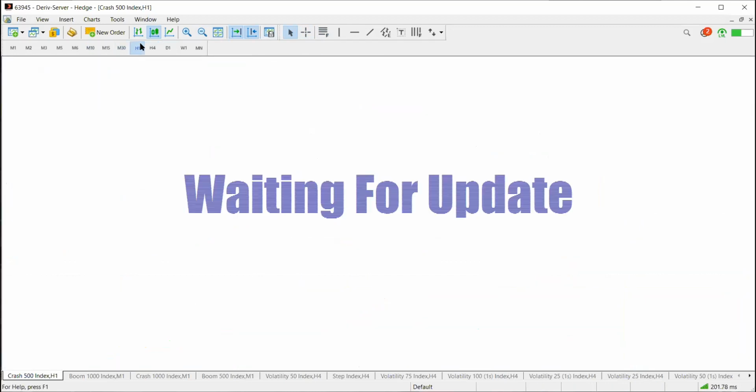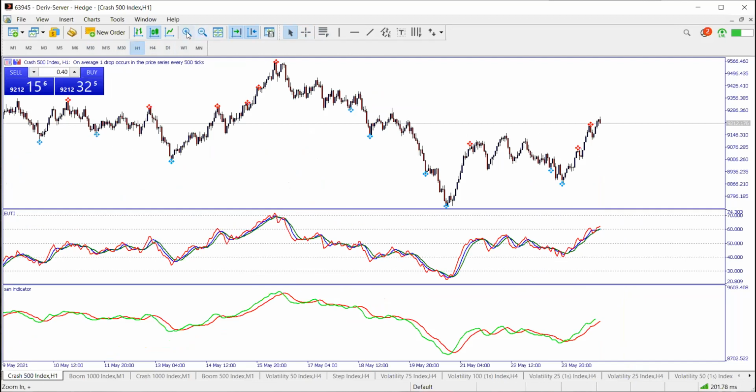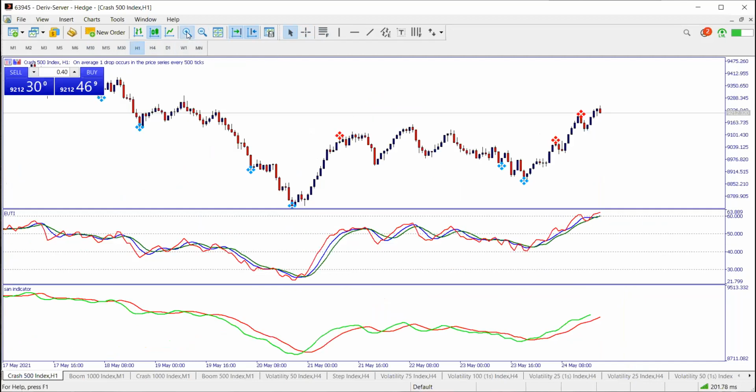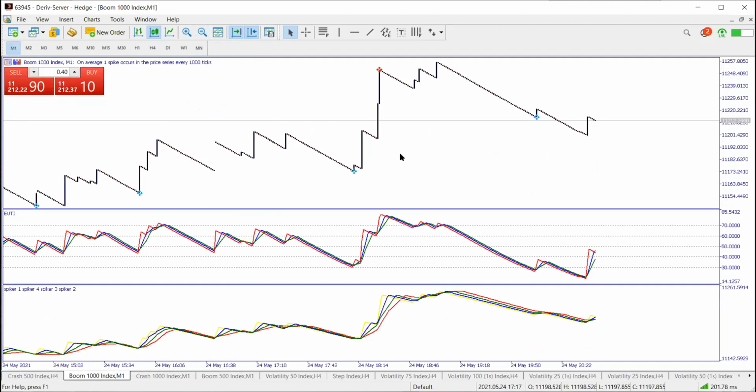I don't love to talk about smaller time frames, but maybe if you come on H1, you can see that it is preparing for a sell on H1. But me, I prefer to trade on H4, the bigger picture. Always trade the bigger picture. And then we go to Boom 1000.